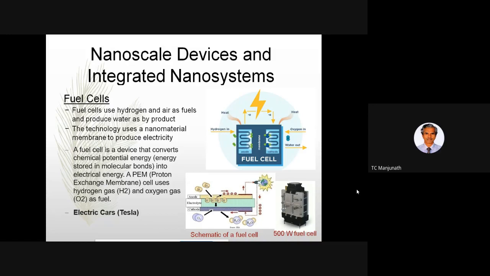A fuel cell is a device that converts chemical potential energy into electrical energy, using hydrogen. Once that electrical energy is stored, it can be used for any type of application. I have shown the structure of the fuel cell here: hydrogen, oxygen, water out, etc. A schematic of a fuel cell is also shown in this context.